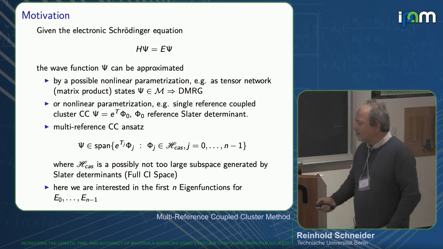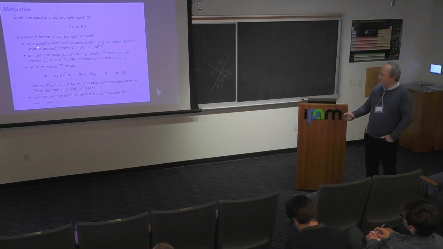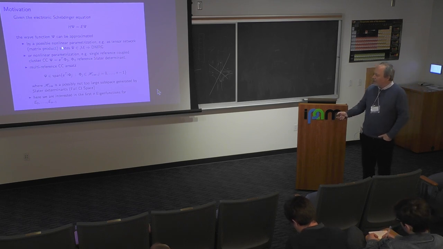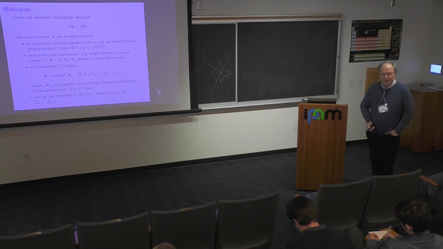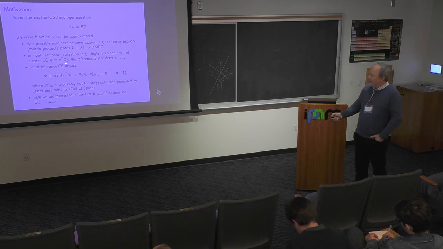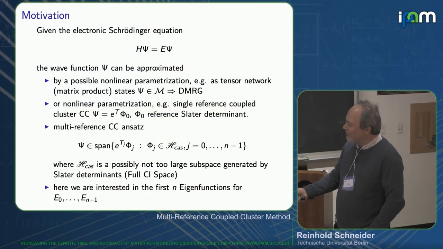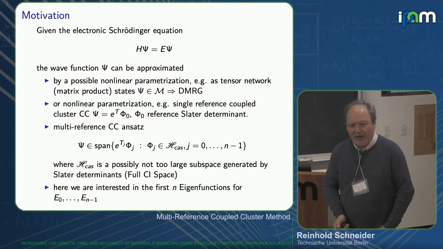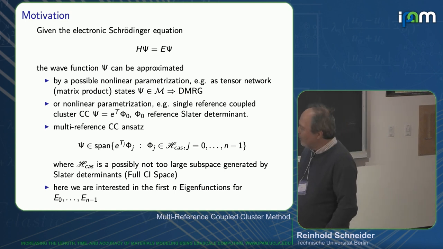And I'm interested in two kinds of nonlinear parametrization. One is tensor networks, matrix product states, but I will not really talk about it. And the other is a nonlinear parametrization introduced in the coupled cluster method by this exponential parametrization. And indeed, this e to the T, I will explain it more precisely later, is not so highly nonlinear.